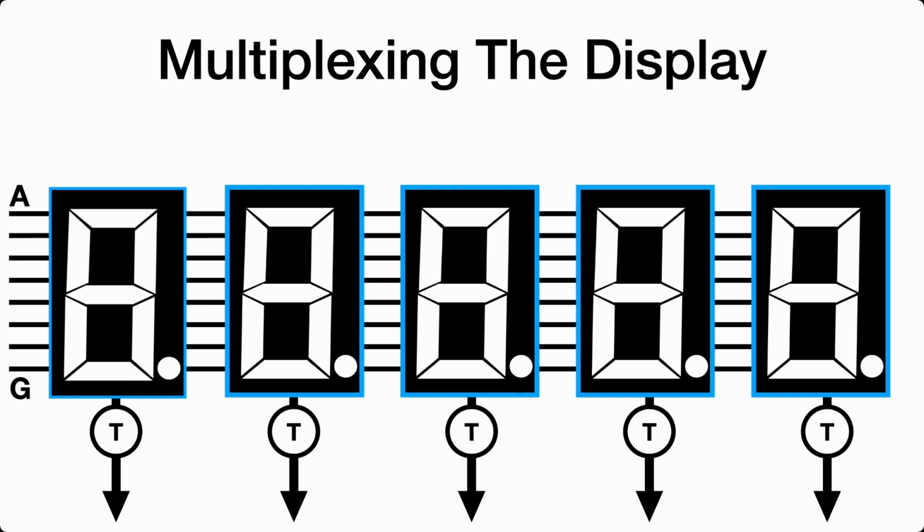And if we do this quick enough, it looks like A, B, C are being displayed. And that's the basis of multiplexing. Send data to all the segments, but only turn one segment on at a time and do it quick enough.